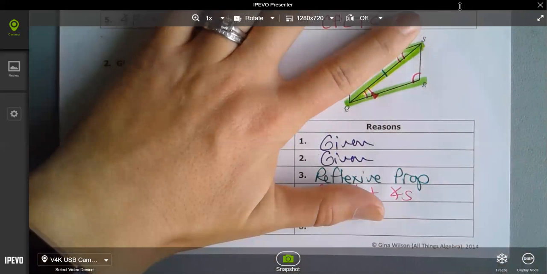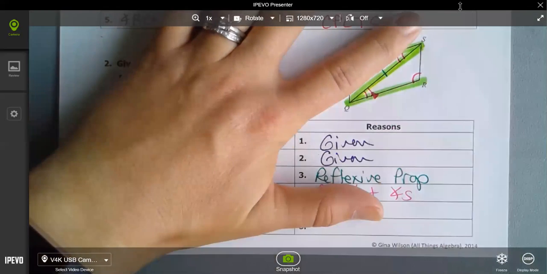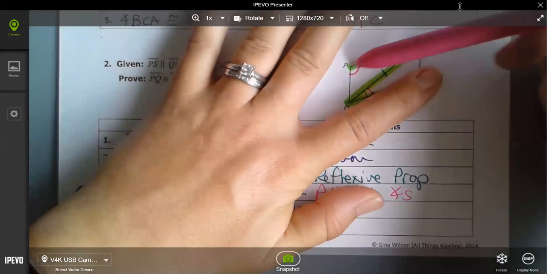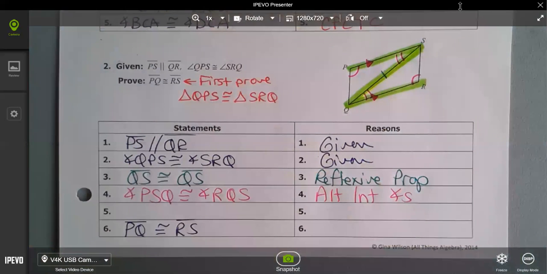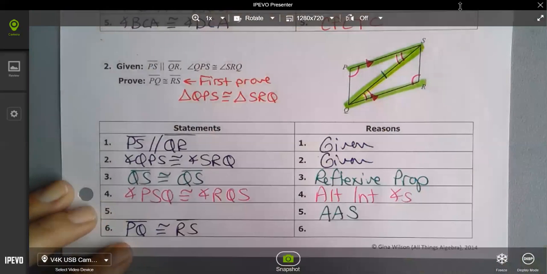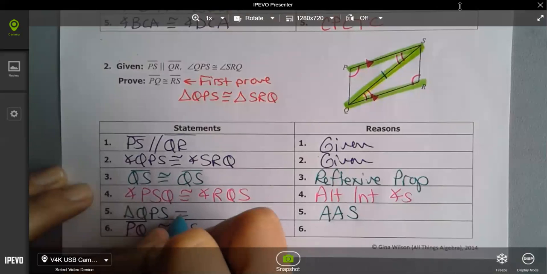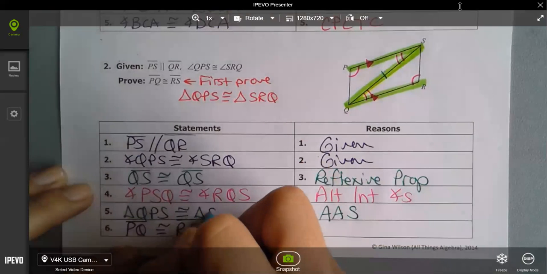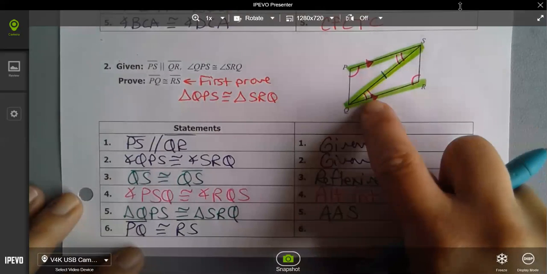Cover up and look at one triangle at a time. What do we have? I've got two angles followed by a side, two angles followed by a side. So that allows me to say that the two triangles are congruent because of angle, angle, side. So triangle QPS is congruent to triangle SRQ because of angle, angle, side.